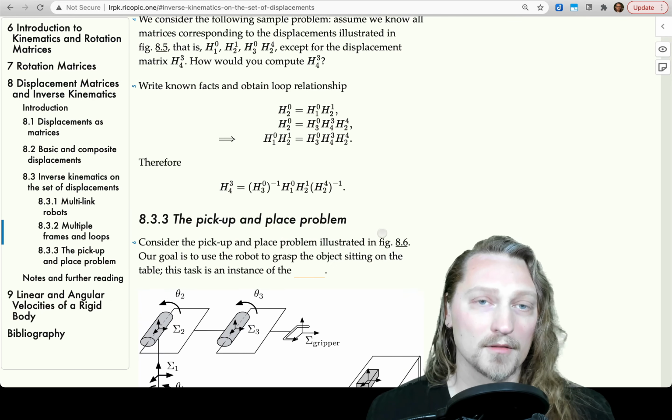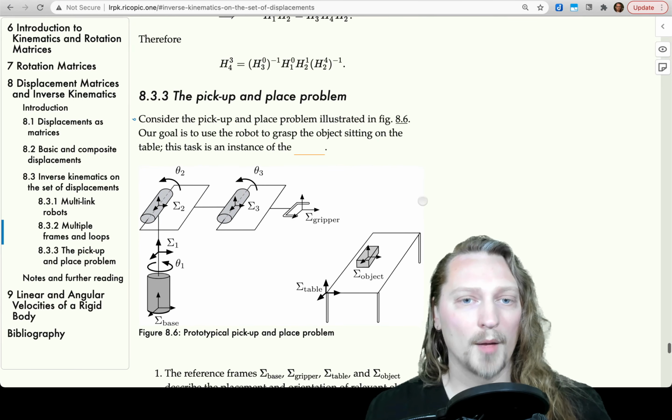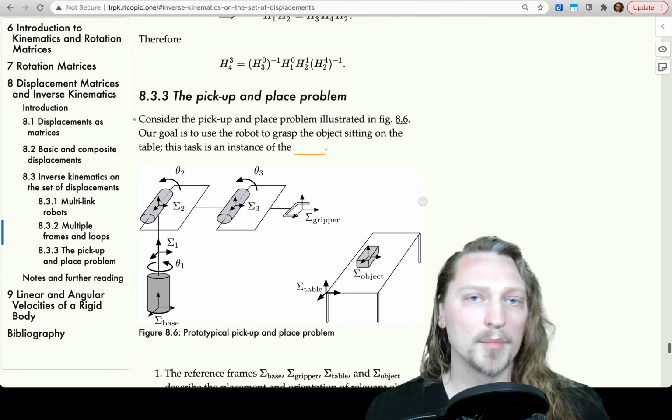So there's our solution. Pretty nice. The pick-up in place problem. Consider the pick-up in place problem illustrated in figure 8.6. So this is the figure.